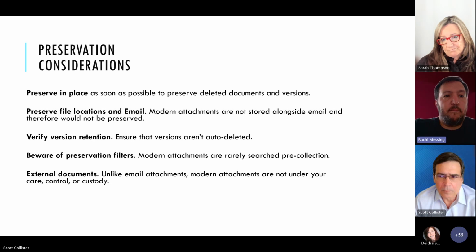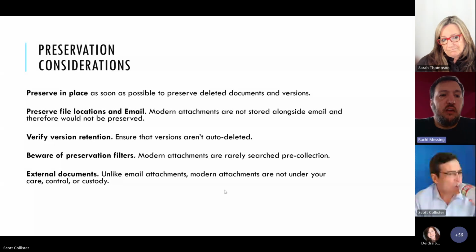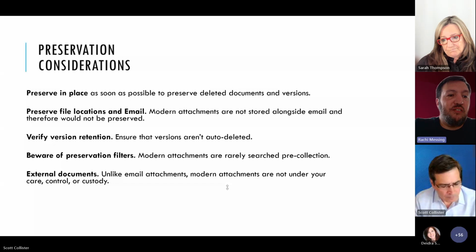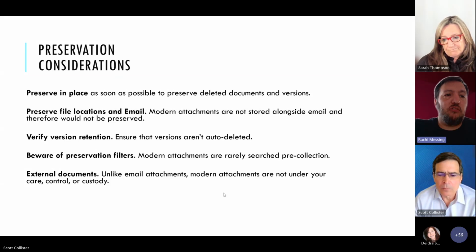And by default, a lot of the tools out there will go ahead, and when I put a file on hold, it will automatically lock the versions and turn off the auto deletion of older versions, but not all the tools will do so. So you do need to look at your preservation and your auto deletion settings and make sure that when I'm actually preserving in place, that I am preserving all those older versions.